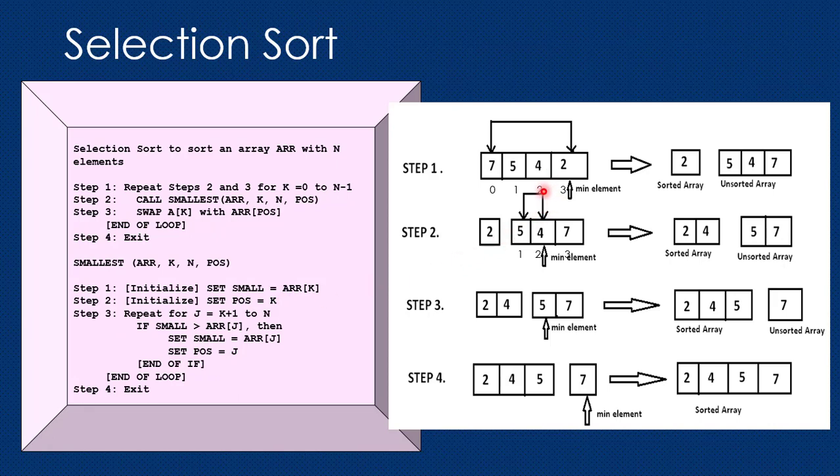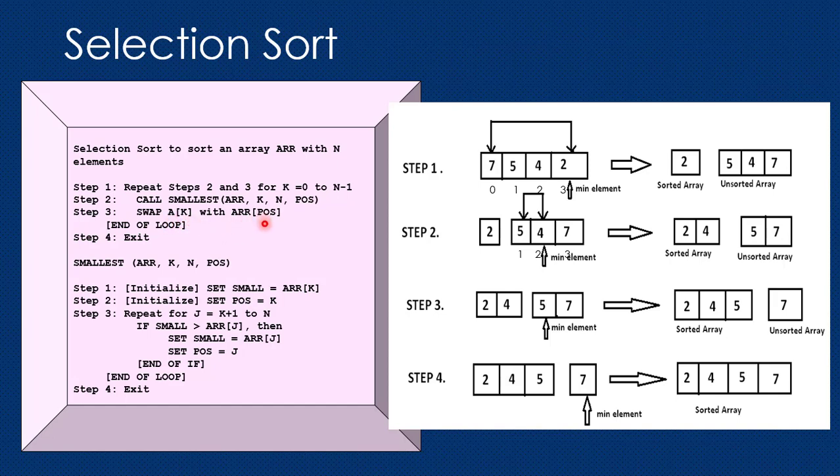So now this becomes j. Okay, and 5 is greater than 4, and now 4 becomes small. Okay, and in the next iteration, 4 is less than 2, and the smallest element out of the entire array is 2. So this function returns the index of that. What is the index here for 2? 3.